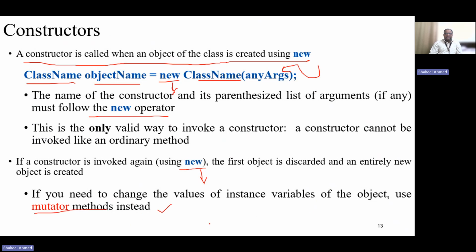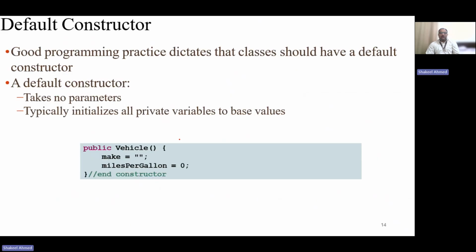So say, for example, if you want to change the values of instance variables of the object, once you have defined it and you want to change it, you have to use something which are called mutators. So we will look into it now. The default constructor: good practice is that a class should have a default constructor.